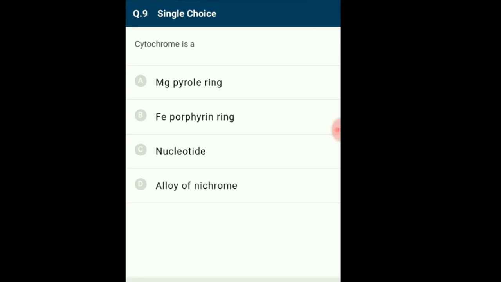When it accepts an electron, the heme group of cytochrome consists of a porphyrin ring holding an iron atom. It's 4 nitrogen. So the answer for this question is option B, Fe porphyrin ring.